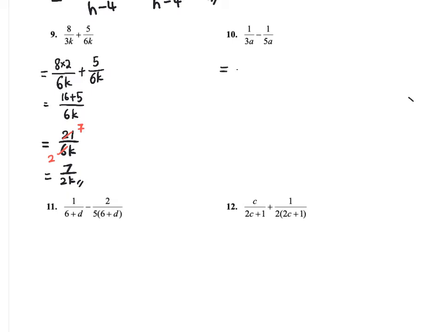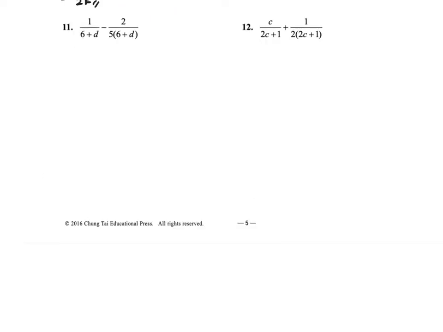Okay, for the next question, you just have to make sure that they have the same denominator, so you multiply by the suitable factor so that you can do it like this. So at the end, you have 2 over 15a. And then for this one, this time you have to multiply by 5 so that you have the same denominator. Okay, after they have the same denominator, then you have this with you.